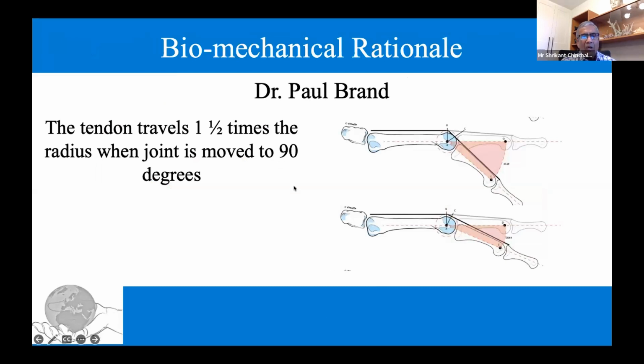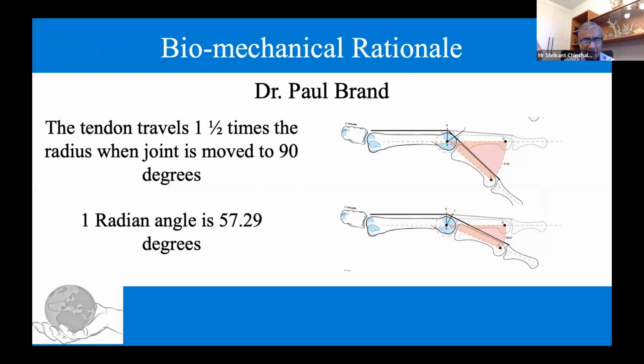So this is based on Dr. Paul Brand's principle of biomechanical reasoning. Dr. Brand introduced the concept that tendon travels 1.5 times the radius when the joint is moved to 90 degrees. So he calculated the amount of amplitude of tendon motion. He calculated the radian angle: when you bisect the angle, on the circumference equal to 1 radian distance, then 1 radian angle is 57.29 degrees. In other words, if you round this off, 1 radian angle is equal to 60 degrees.